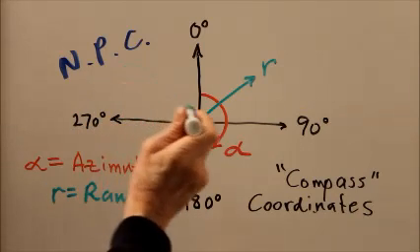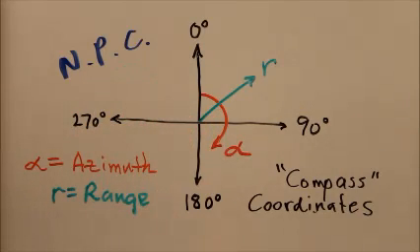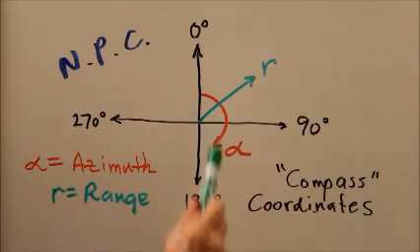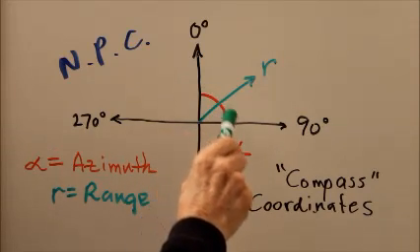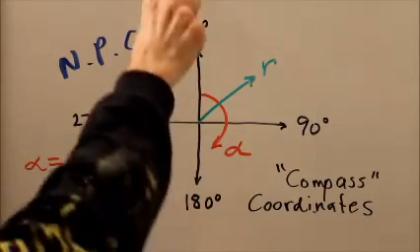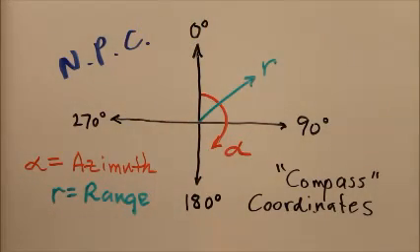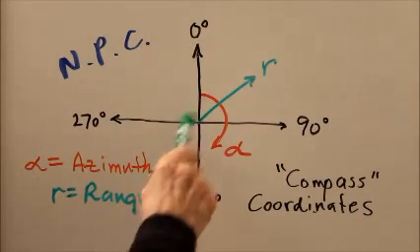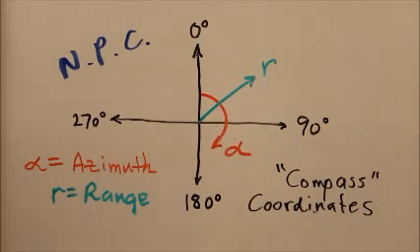where if we're looking down at a point on the surface of the Earth, and here's our location right in the center, the compass direction alpha or azimuth is measured in degrees clockwise from geographic north, that's 0 degrees, and the range R is measured outward from the origin. We do not allow the range in this particular set of coordinates to be negative.